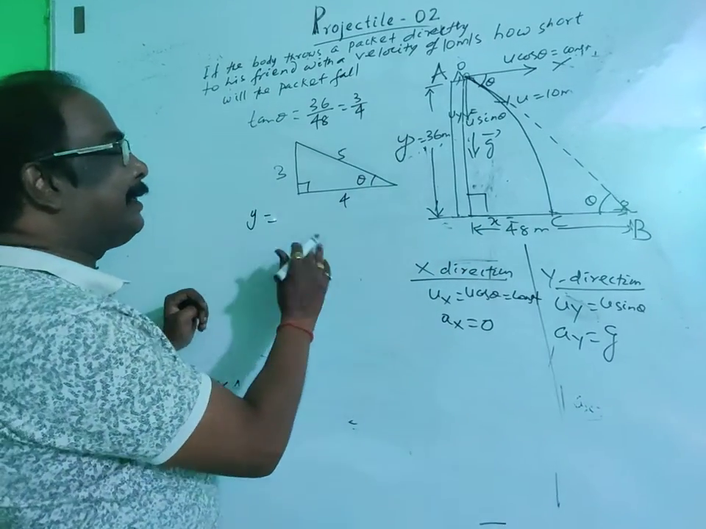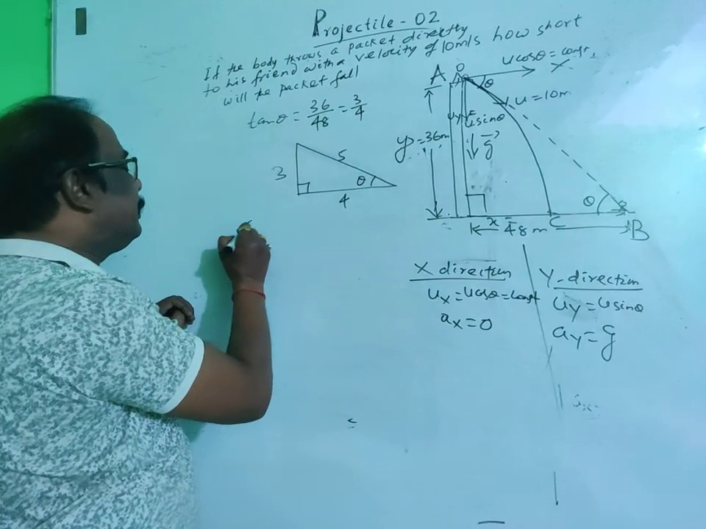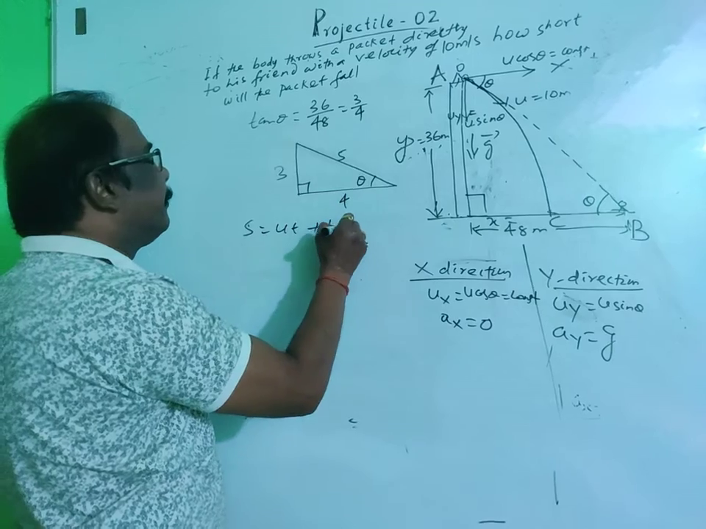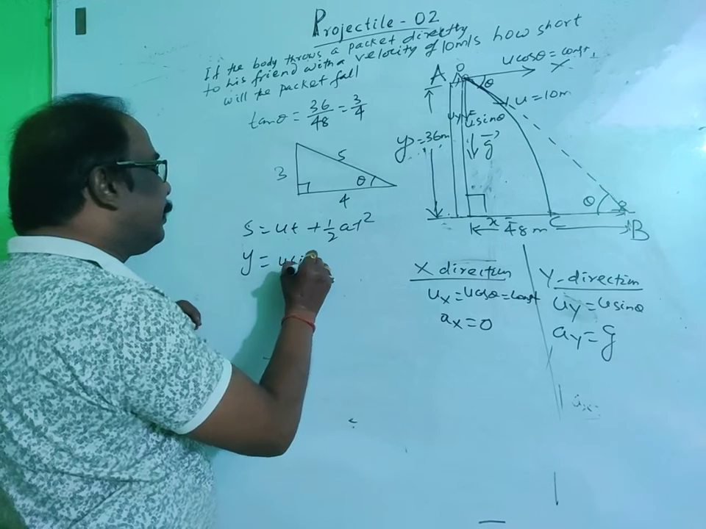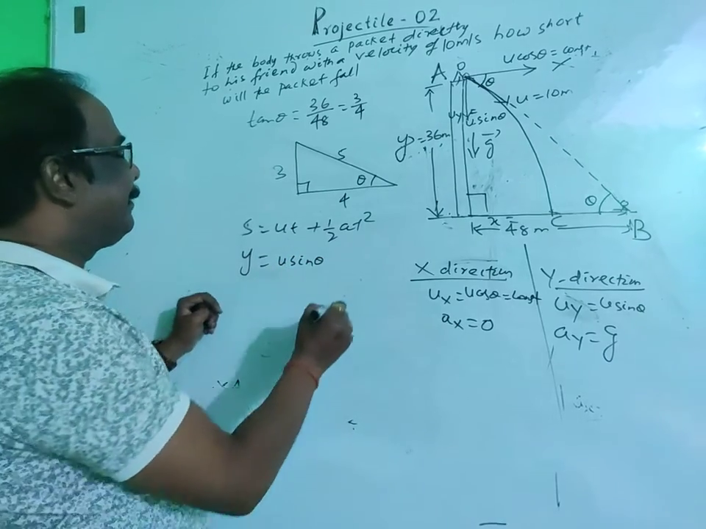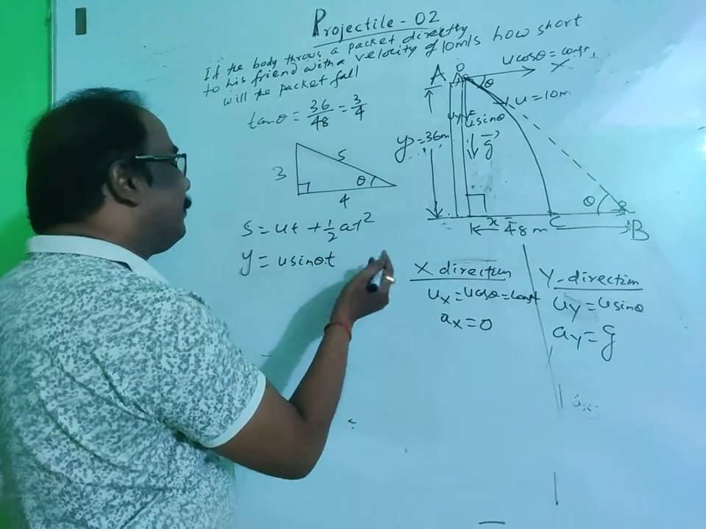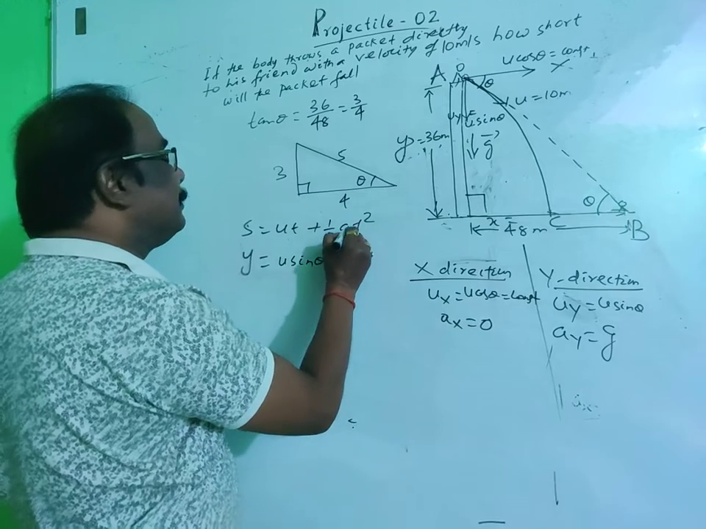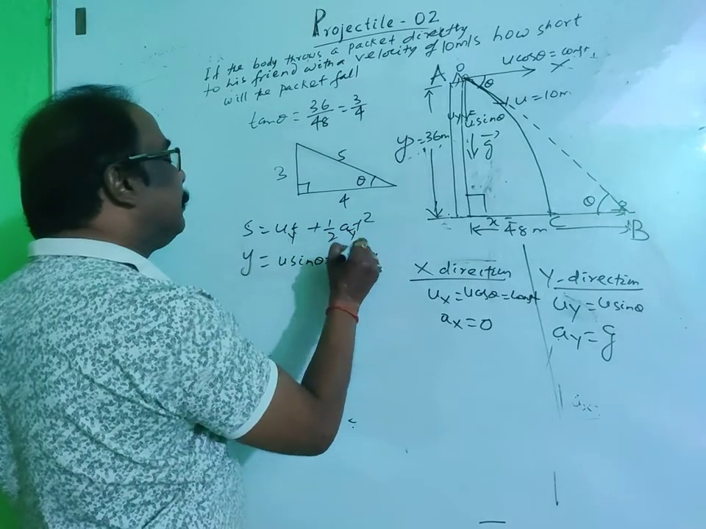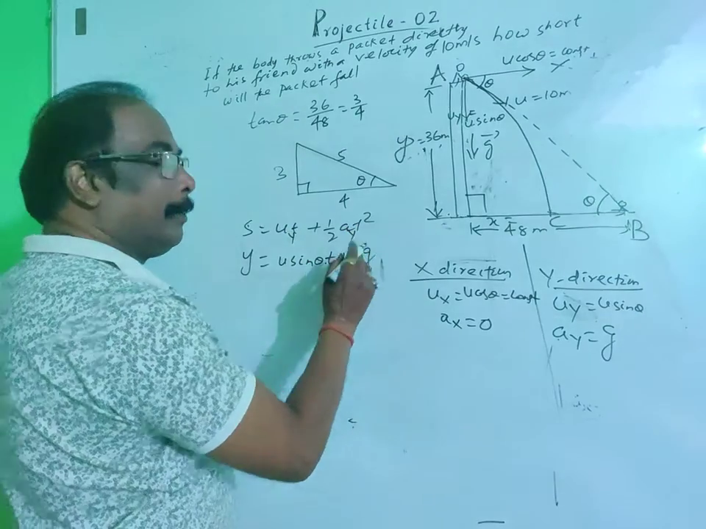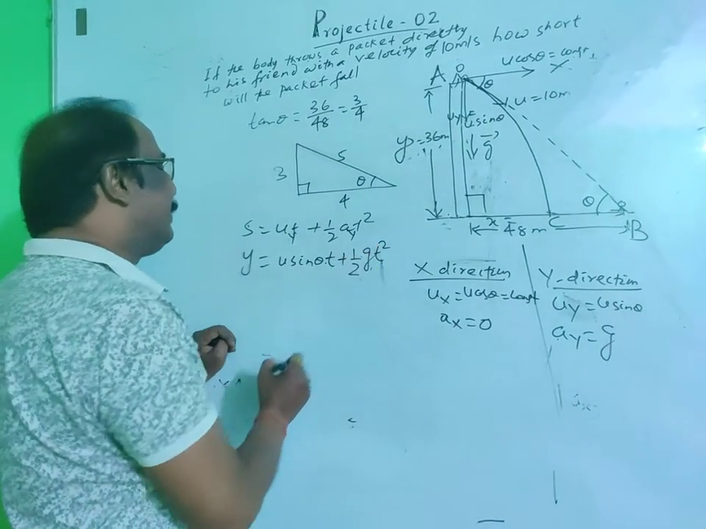So the initial direction is downward, and g is also downward. Take the equation s is equal to ut plus half at square. Displacement is y, and in place of u we write u sin theta. Time taken by the body to reach this point, you may take small t or capital T, plus acceleration ay, which is g, not minus g, because u sin theta and g are in the same direction, into t square.